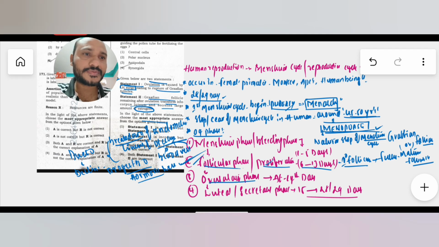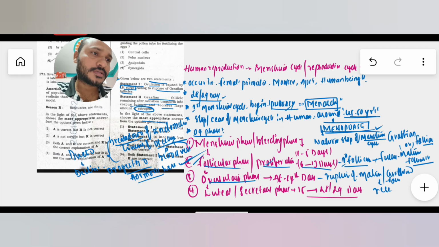Now coming to the ovulatory phase. After complete maturation of the follicle, a mature follicle forms, and this mature follicle or Graafian follicle ruptures. When the mature Graafian follicle ruptures, it leads to the release of the egg, ova, or secondary oocyte. We can use any word. So the egg, ova, or secondary oocyte is released by rupturing of the mature or Graafian follicle.